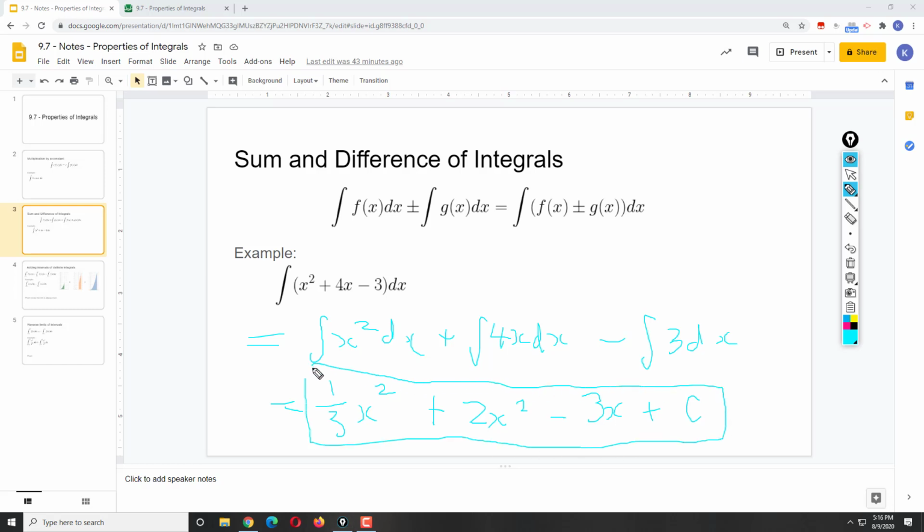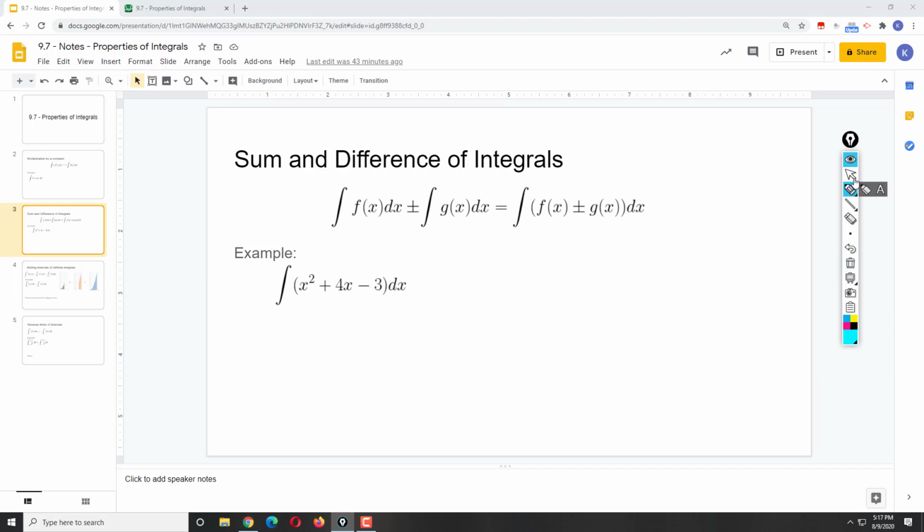For the rest of this course, you can just skip the step where we write out the separate integrals, but we know that's true. The reason why we can do this is because the integral of a plus b is the integral of a plus the integral of b. Same with multiplication. Same with subtraction.